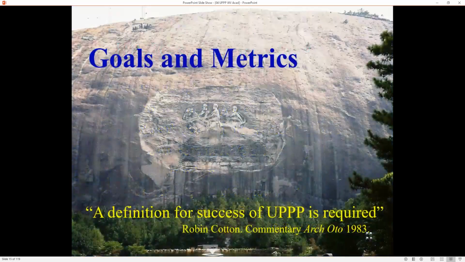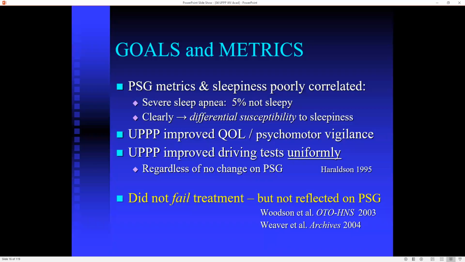So let's look at the goals and metrics. Robin Cotton said a definition for success is required. And this was early on, so I was a junior resident at this time. One thing to note is that sleep study metrics and sleepiness are not very well correlated. Of individuals with severe obstructive sleep apnea, 5% of them are not sleepy at all. So there's a differential susceptibility to sleepiness.